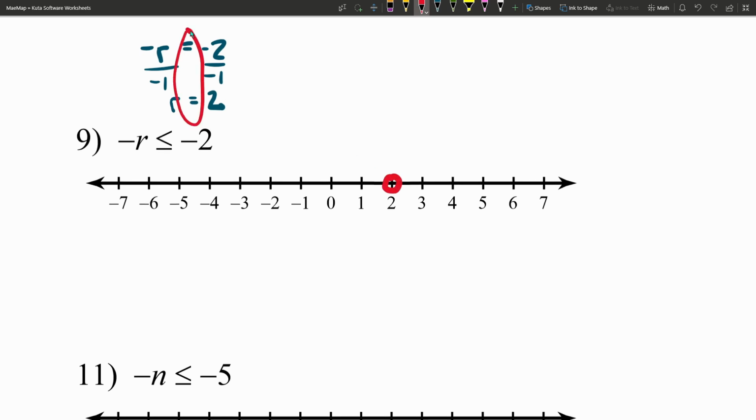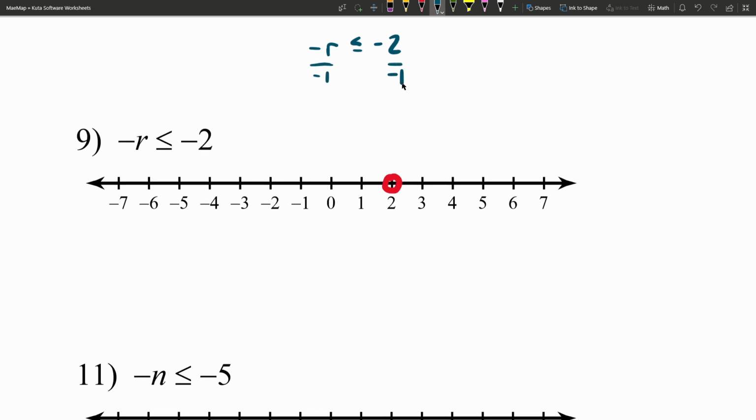However, this was for an equation. We want to do this for an inequality. So let's rewrite this now, solving out for an inequality. We have negative r is less than or equal to a negative 2. Same way with an equation, whatever we do to the left-hand side, we do to the right-hand side. So I'm going to divide by a negative 1. Negative r divided by a negative 1 is going to be a positive r, and negative 2 divided by a negative 1 is going to be a positive 2.